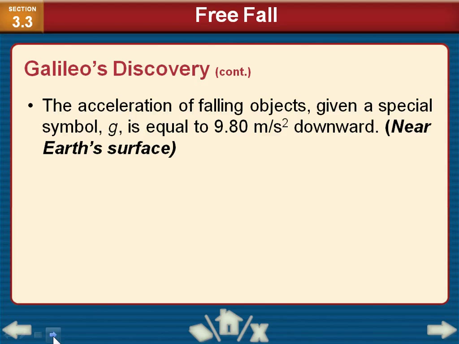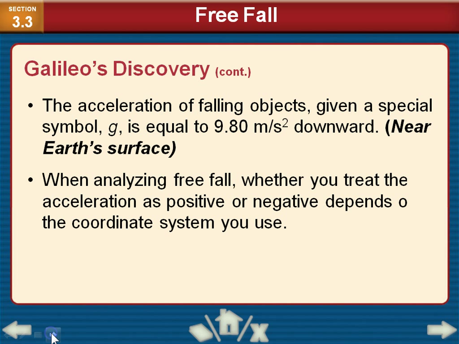Near the surface of the Earth, we're going to give this free fall acceleration a special symbol. We're going to call it g, and g equals 9.8 meters per second squared. So right around 10. A lot of times you're going to find me using 10 instead of 9.8 just because it's easier to use 10, but 9.8 is the real number.